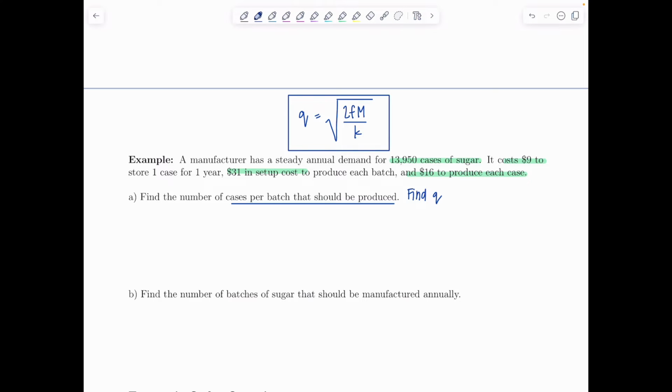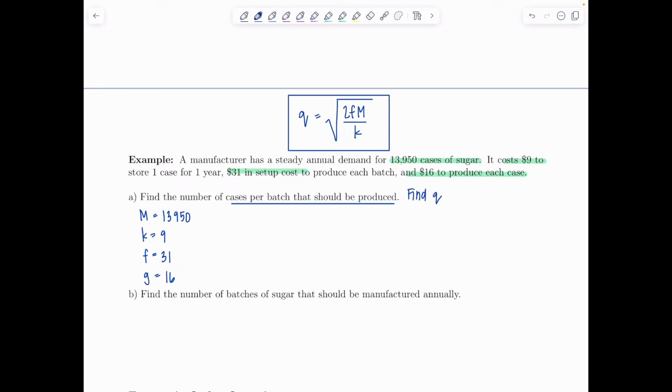So let's identify what each of the quantities are that were given to us. So 13,950, that's the total demand. That's basically the total number of units that are produced annually. So M is 13,950. $9 is the storage cost, so 9 is K. Setup cost is $31. And then it costs $16 to produce each case. So little g is 16.